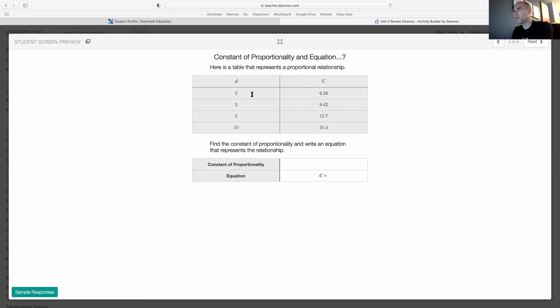All right, so in order to find my constant of proportionality, I need to do a y value divided by an x value, right? K is always y divided by x.